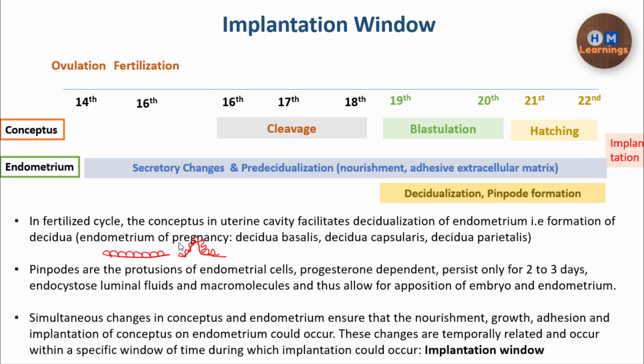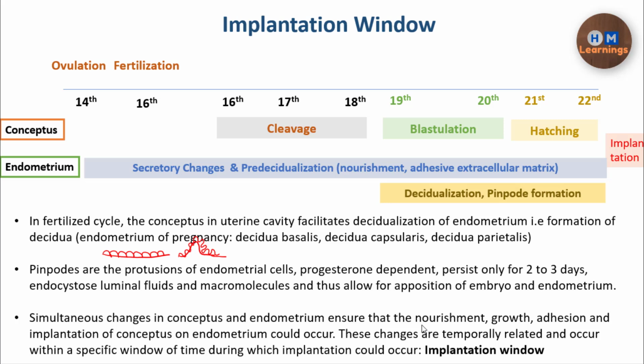So the thing is that all these changes, the changes in the conceptus and endometrium, are parallel to each other. They are occurring simultaneously, at the same time, and they are facilitating the changes in each other. So the changes in the conceptus are ensuring that the conceptus is able to derive nutrition from the endometrium, and the changes in the endometrium are ensuring that the conceptus could adhere to it and implant into it.